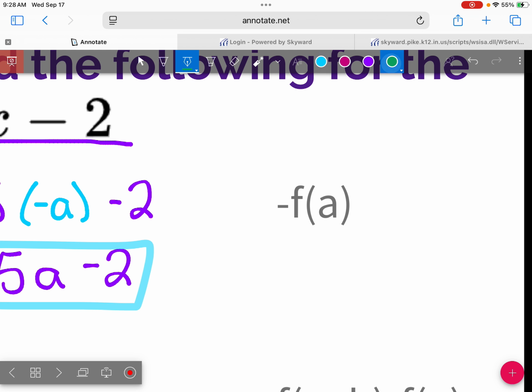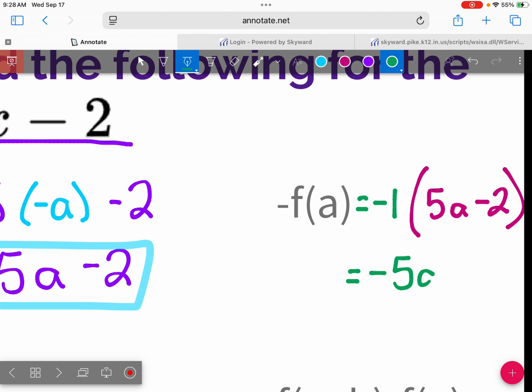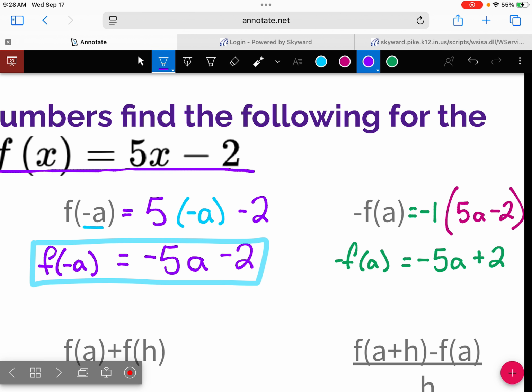So that's going to be the same thing as minus 1 times our 5a minus 2. So we're going to get negative 5a plus 2. So where the minus sign is important. It does make a difference. But that's our answer there.